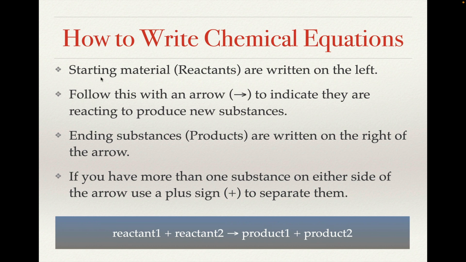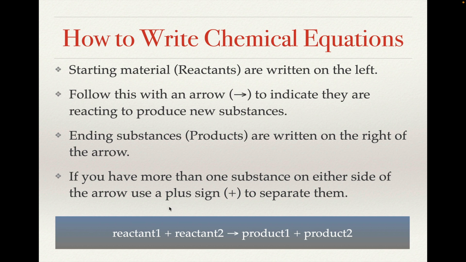So first thing we want to do is all of the starting things, like whatever we put in, maybe call those our ingredients. We put them on the left-hand side of our document. Okay, we follow that with an arrow that tells us that we're going to make something. All right, it's kind of like an equal sign in math. And then anything that we produce or we make from this are written on the right of that arrow. Okay, if we have more than one substance, we use a plus sign to separate them.